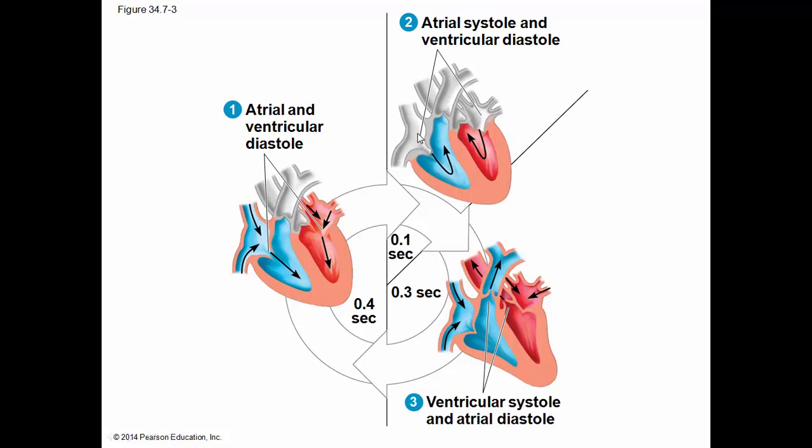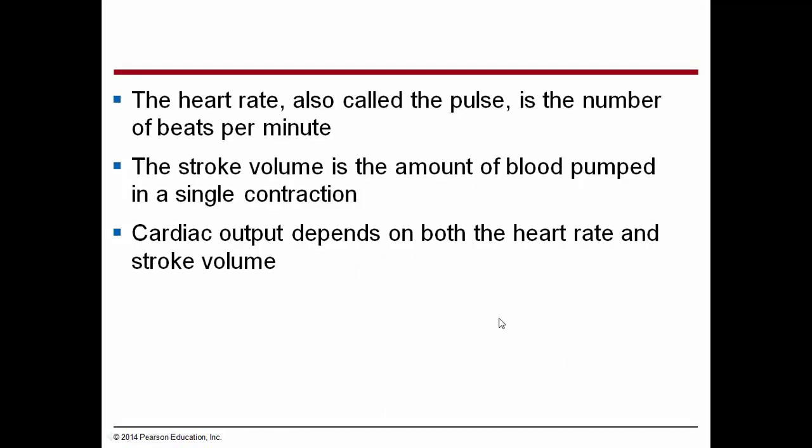The atriums shut off, and the ventricles begin to close, and then the ventricles close more forcefully, and this forces blood in through the pulmonary arteries and through the aorta. The heart rate, also called the pulse, is the number of beats per minute. The stroke volume is the amount of blood pumped by a single contraction. Cardiac output depends on both the heart rate and the stroke volume.